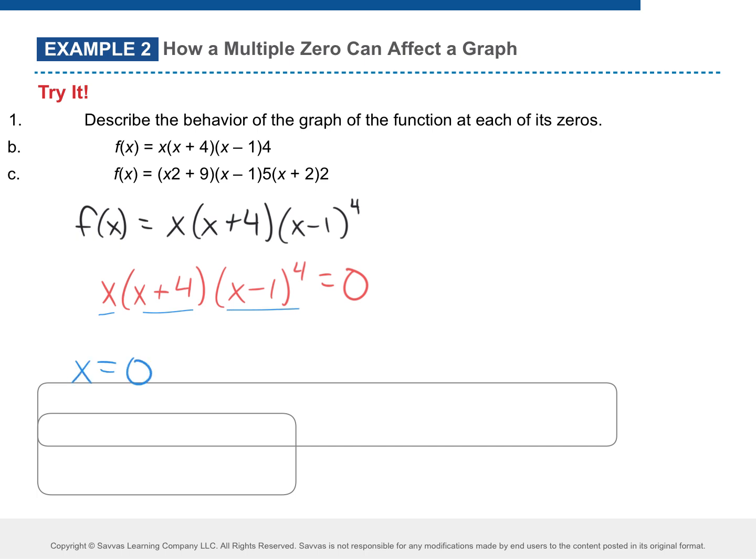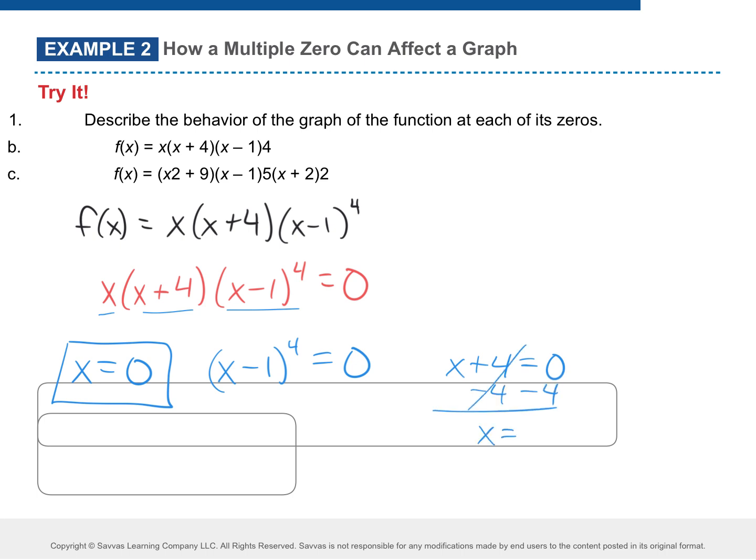What's my next one? So how come there's no 3 for the degree on x? Because it's already in factored form. Oh. This is not the degree right now. X minus 1. Don't forget we still have the 4th power on that, equal to 0. What's my other one? X plus 4. Yep. That first one, can I solve, or is it done? It's done. I'm going to skip this middle one for now. How do I solve this one over here? Subtract 4. X equals negative 4.